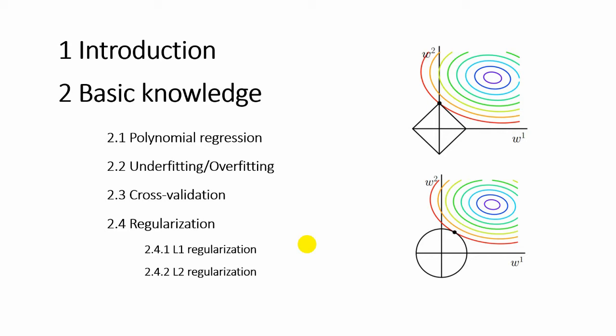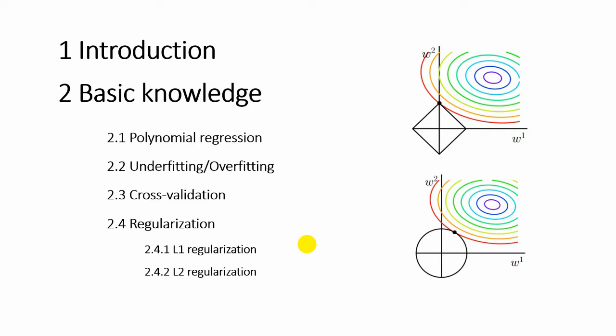L1 regularization and L2 regularization can be considered as penalties on the loss function. The so-called penalty refers to some restrictions on certain parameters in the loss function. The model using L1 regularization is called Lasso regression, and the model using L2 regularization is called ridge regression.